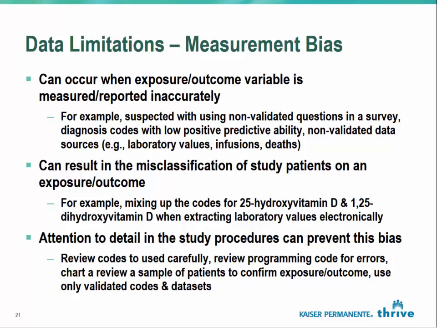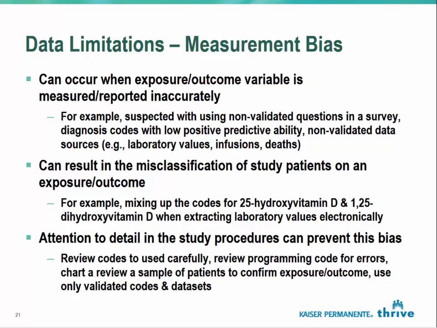When you misclassify a patient on an outcome, say we got codes back from the hospital and we misinterpreted the code for the 25 versus the 125 vitamin Ds, and we put those in the wrong set, then we misclassified the patients based on that.